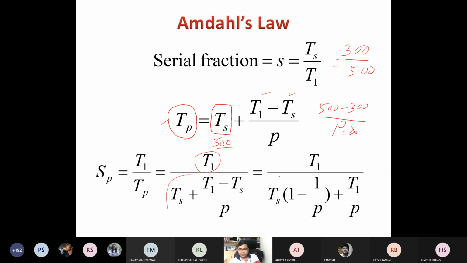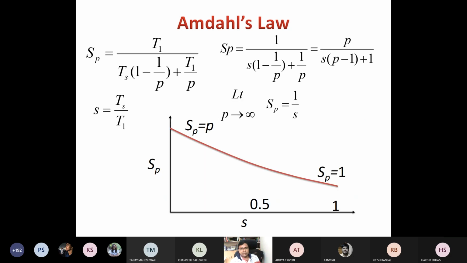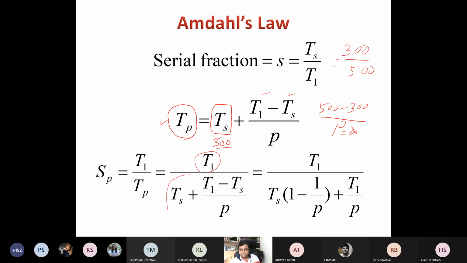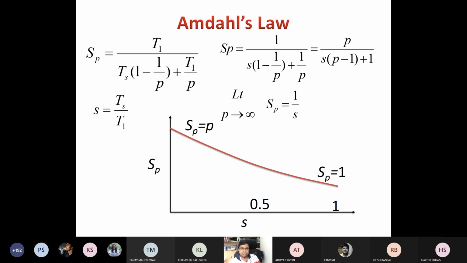So TS by 1 minus P, 1 minus 1 by P plus T1 by P. Okay, so this is the speed up. And if you do a little bit more, then what are you getting? We carry forward this same thing here. And if you look at T1 by TS, what is T1 by TS?